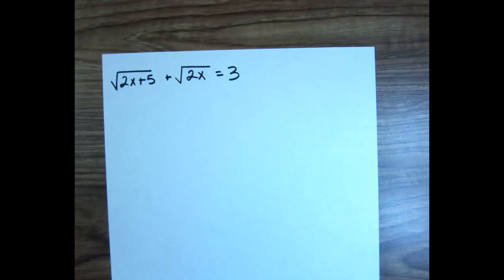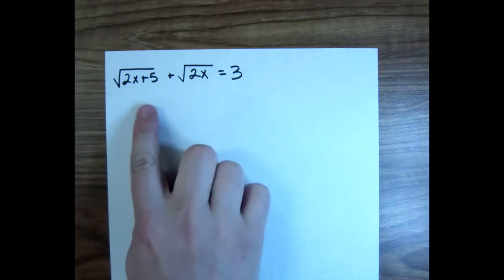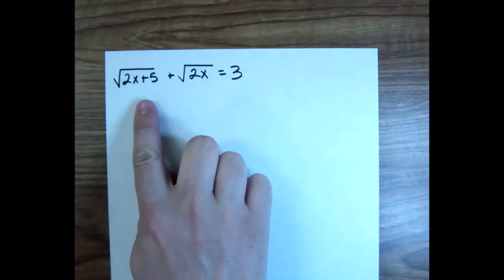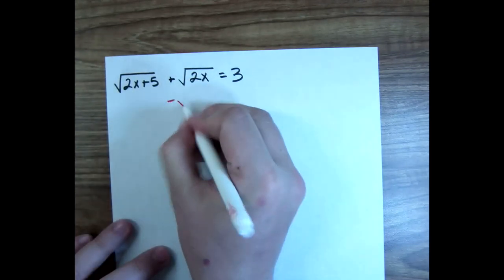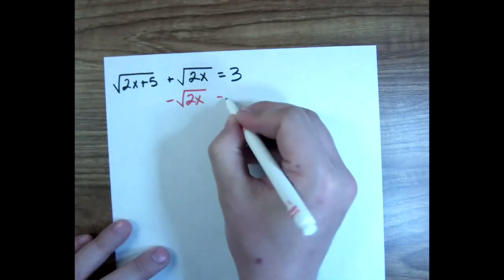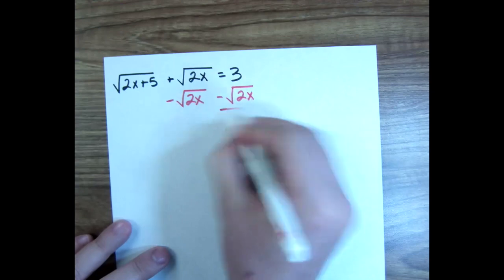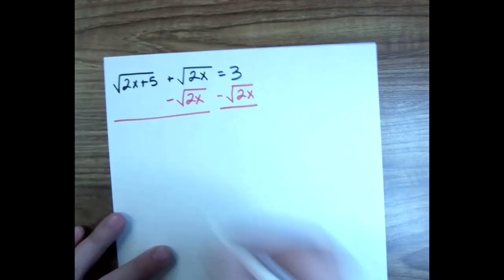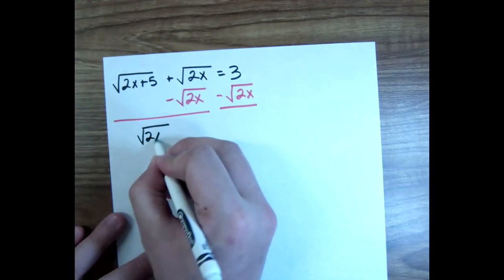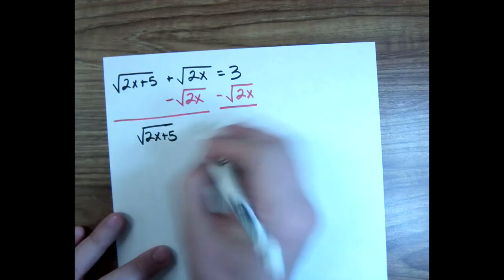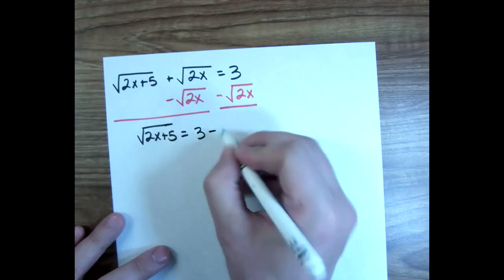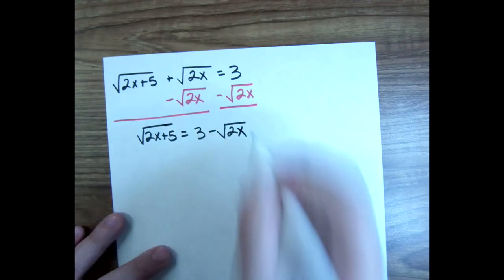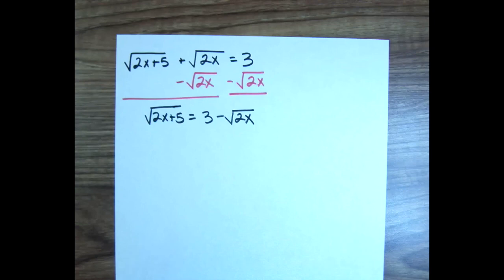It doesn't matter which one, although I would sort of like to get rid of this one first just because that one's the nastiest. So what I'm going to do is get this by itself by subtracting the square root of 2x on both sides. So that gives me the square root of 2x plus 5 on the left, and on the right, I'm just going to leave it in that order, 3 minus the square root of 2x. Doesn't matter.